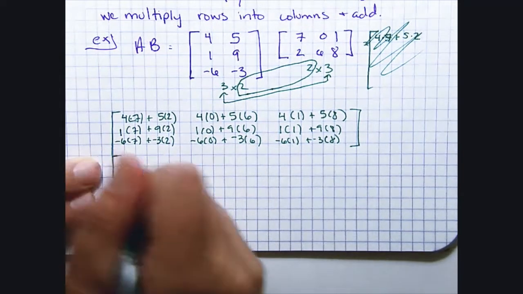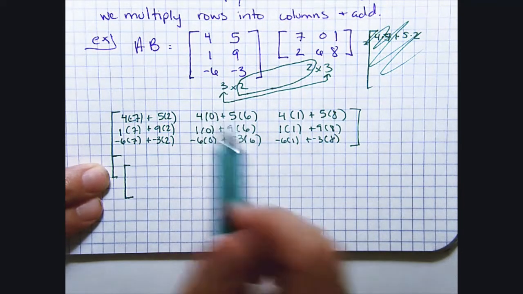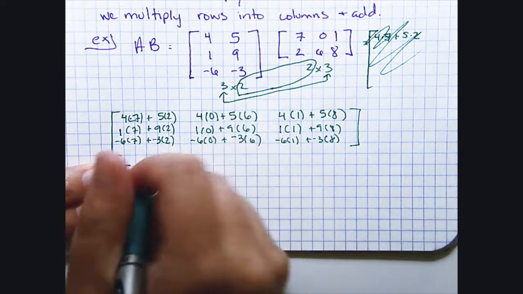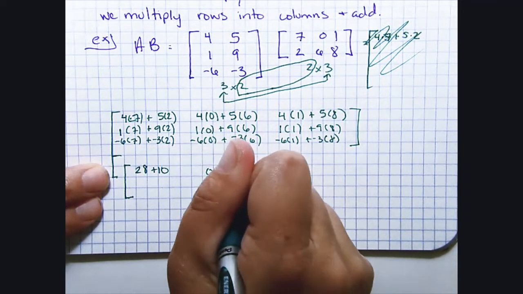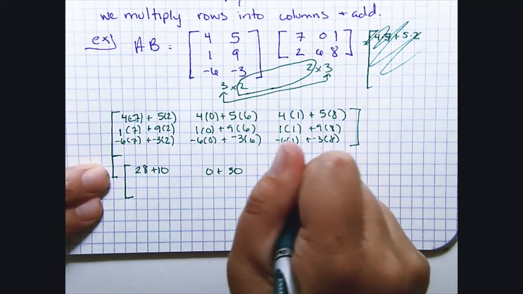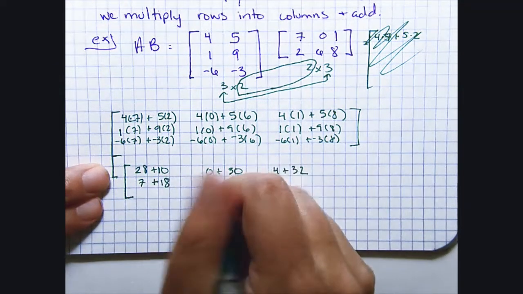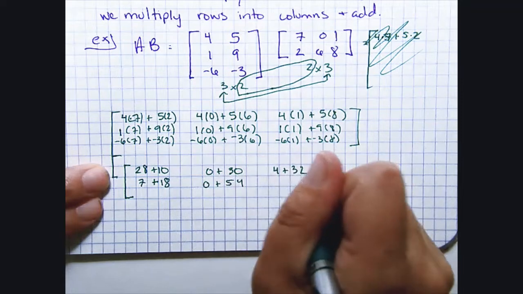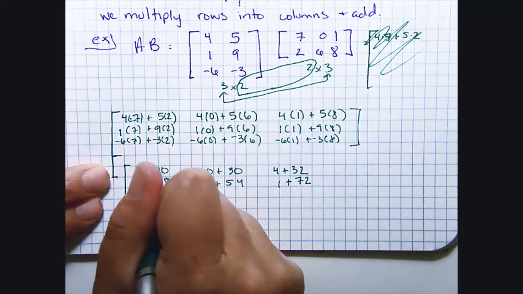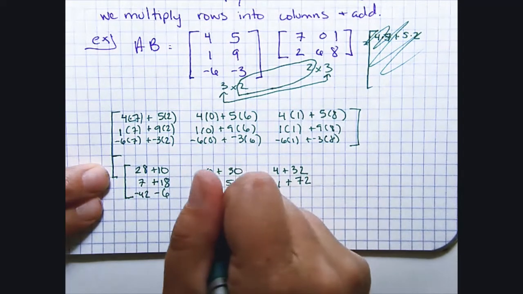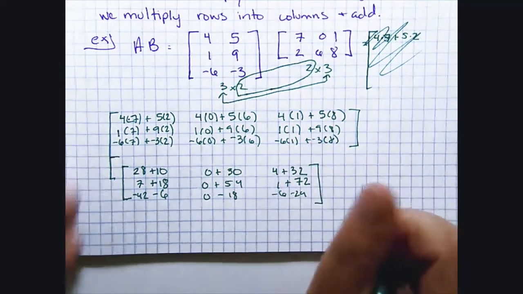So you must either show me this line, or you could go to this step right here, which would be, I don't need to write down 4 times 7 plus 5 times 2. I can just write down 28 plus 10, 0 plus 30, 4 plus 32, 7 plus 18, 0 plus 54, 1 plus 72, negative 42 minus 6, 0 minus 18, and negative 6 minus 24. And you may also show me this line.